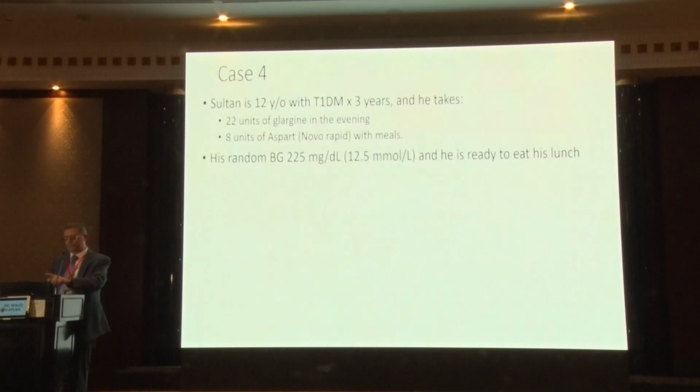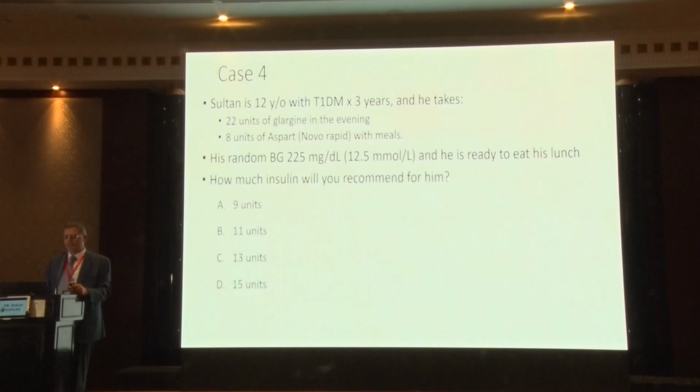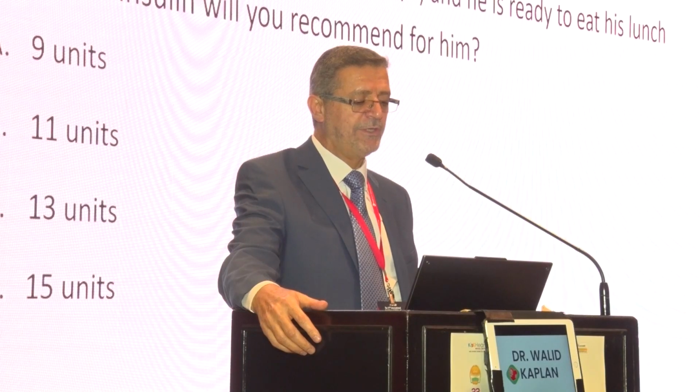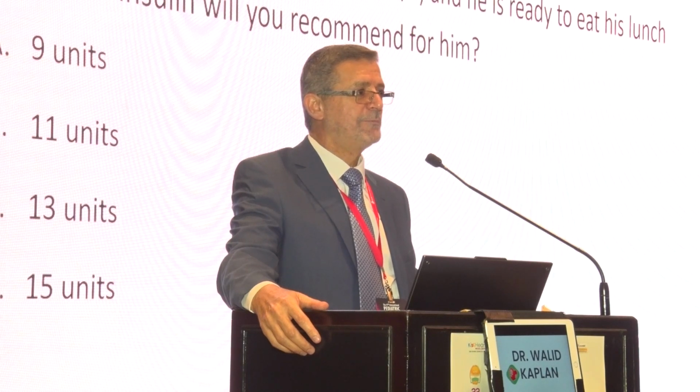Case 4, just again, if you want to know how we calculate insulin dose, and this will be the last case. So, 12 years old, type 1 diabetes for 3 years. He takes 22 units of basal insulin, 8 units of prandial insulin with meal, and his random blood sugar is 225, and now he wants to take his prandial dose. The question is, how much would you recommend for him to take? 9, 11, 13, or 15?